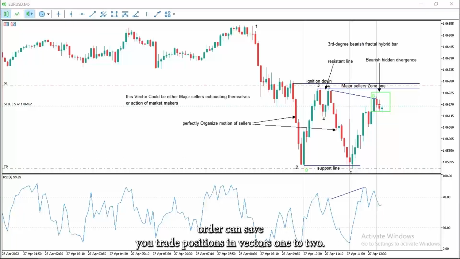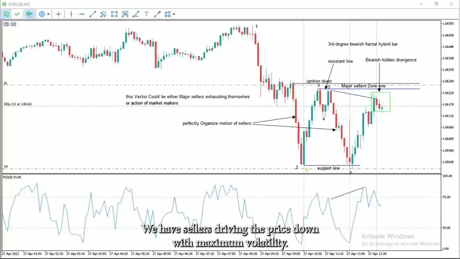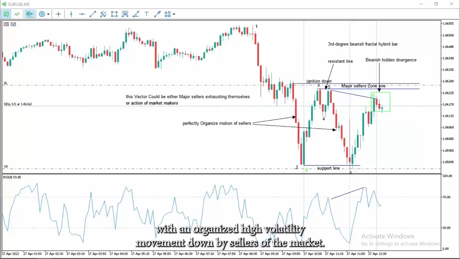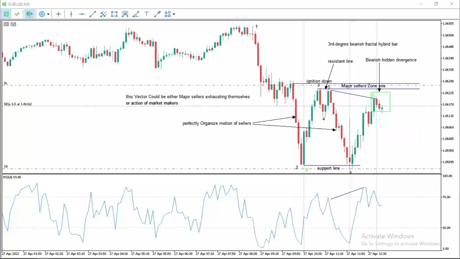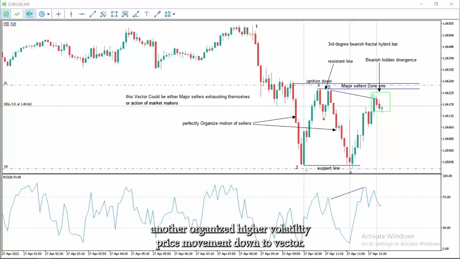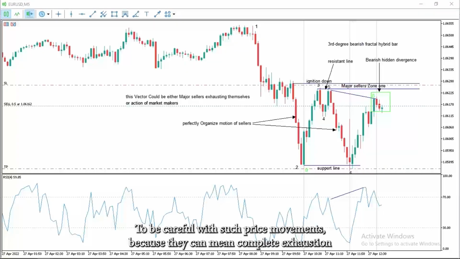In vectors 1 to 2, we have sellers driving the price down with maximum volatility. Observe how wide the majority of bearish candles are. Let's look at the shape of vectors 1 to 2. First, it begins with an organized high volatility movement down by sellers of the market. Then in the middle, we have a consolidation zone, where minor buyers appeared, after which we have yet another organized higher volatility price movement down to vector 2.